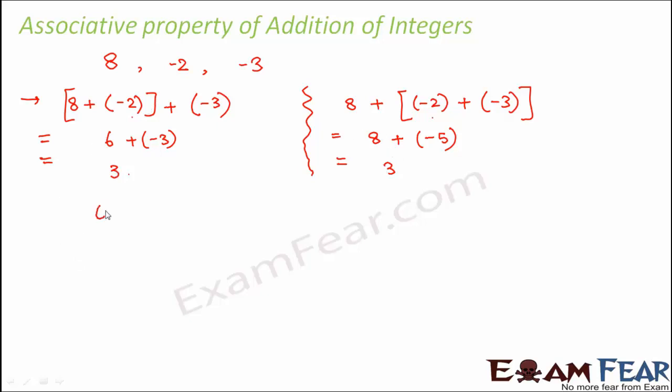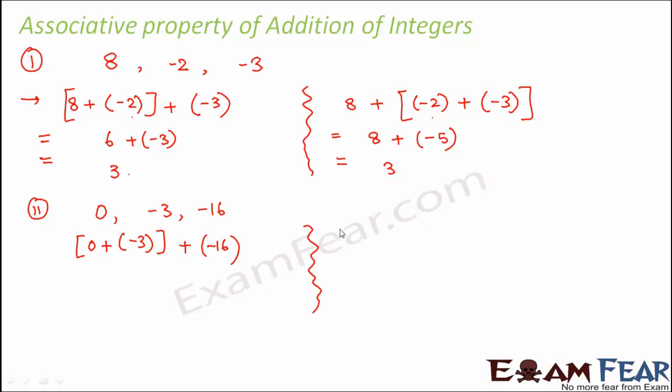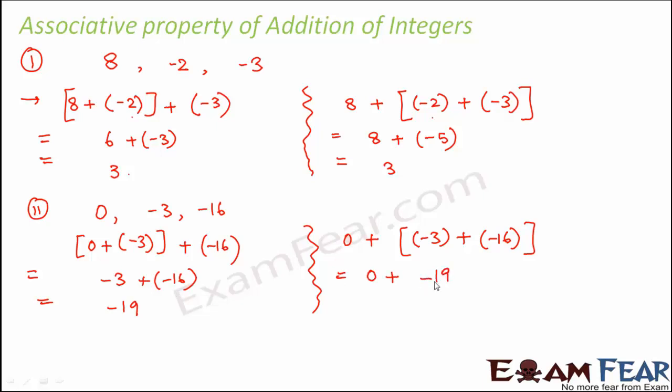Let us take another example. So here again we take another set of three integers. Let's say 0, minus 3 and minus 16. So in the first case what we do, 0 plus minus 3 plus minus 16. And in the second case, we will do this way, 0 plus minus 3 plus minus 16. So in the first case, this would be minus 3 plus minus 16, which is equal to minus 19. And in this case, this would be 0 plus minus 19. So this will be equal to minus 19. So here also we see that both of these give the same results.